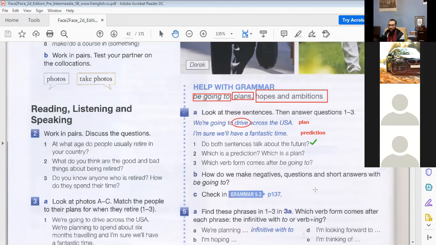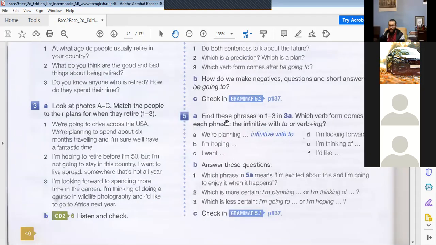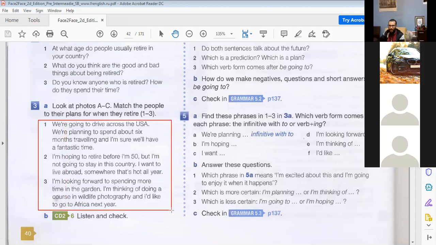Now, let's move to number 5. This time, we want to talk about a few maybe new things. So it says here, find the phrases in number 1 to 3. So they want us to look again at these 3 paragraphs that Ryan, Meryl, Derek, and Heidi talked about. So the question is about these 3 sentences, but let me show you what we want to do. So it says, which verb form comes after each phrase?